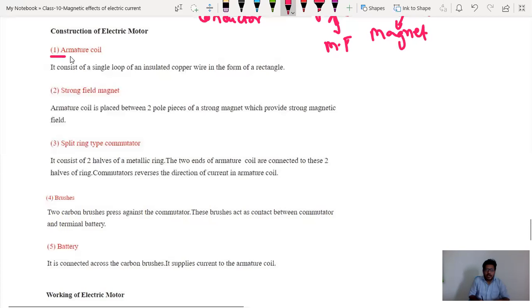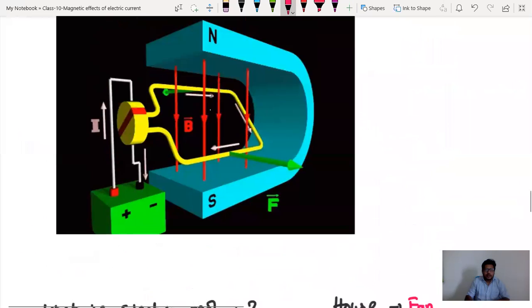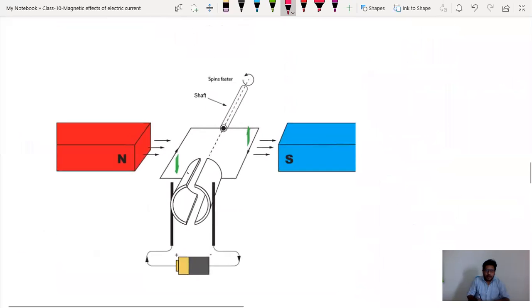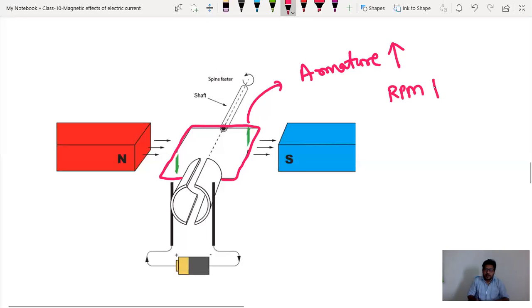Next we have to see parts, construction of motor. First one, armature coil. It consists of a single loop of an insulated copper wire in the form of a rectangle. So if you see this diagram, you have one rectangle from here to here, right? One rectangular loop you can find. This rectangular loop is known as armature. So if armature count increases, RPM increases. That's what I told you. Armature is nothing but copper turning. That is one turn, only one rectangular turn you can observe.